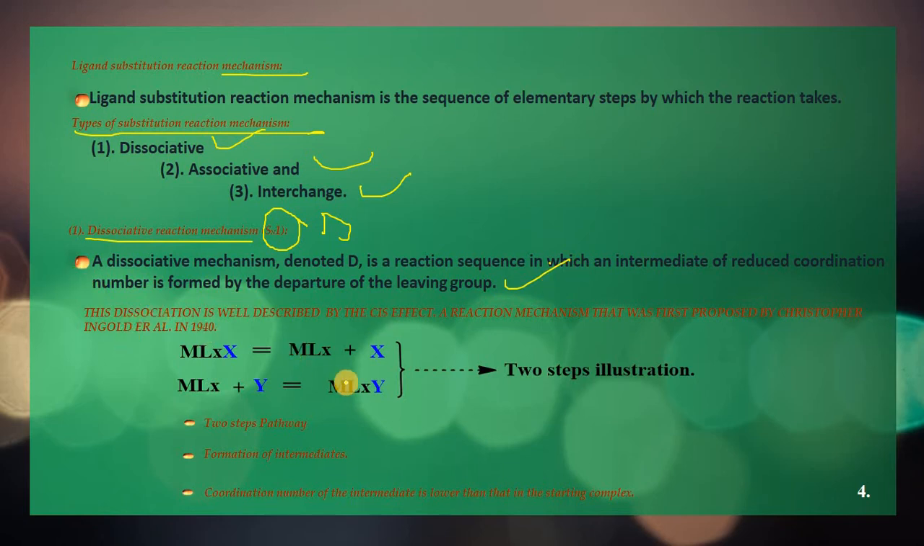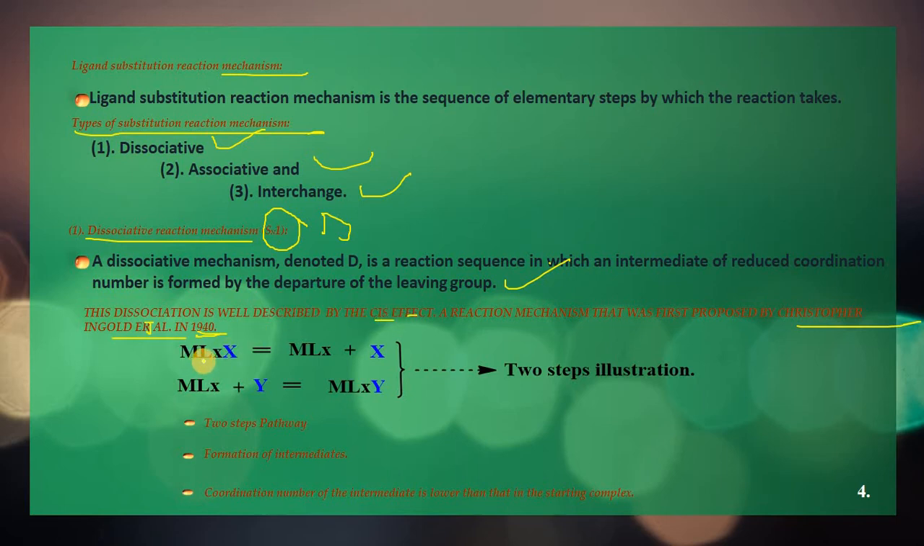I will explain beneath. So this dissociative reaction mechanism was first proposed by Christopher Ingold et al. in the 1940s. In 1940, he was the one that proposed dissociative, which is well used in the cis effect.